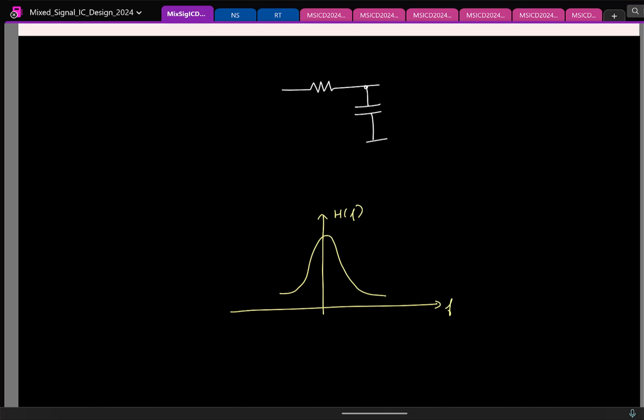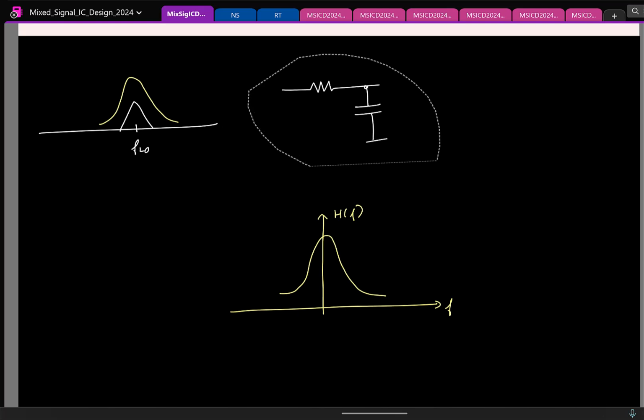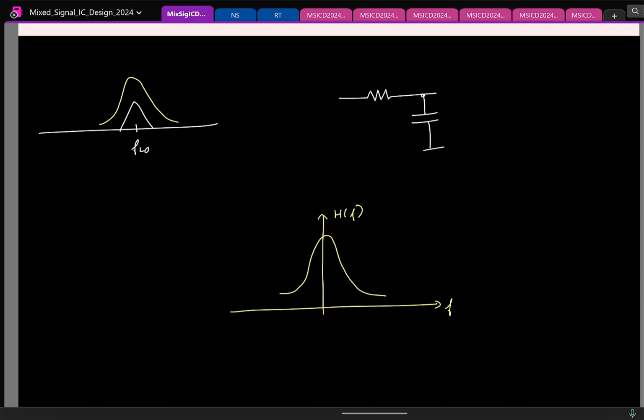But I don't want to do filtering around DC. What I want is to filter my signal around FLO. I want to have the same filtering to happen here. This is what I want. I want to do the same filtering around a frequency FLO, but it looks like I can do the filtering nicely around DC. So what do you propose we can do? If you can somehow down convert this to 0, then I can use a low pass filter.